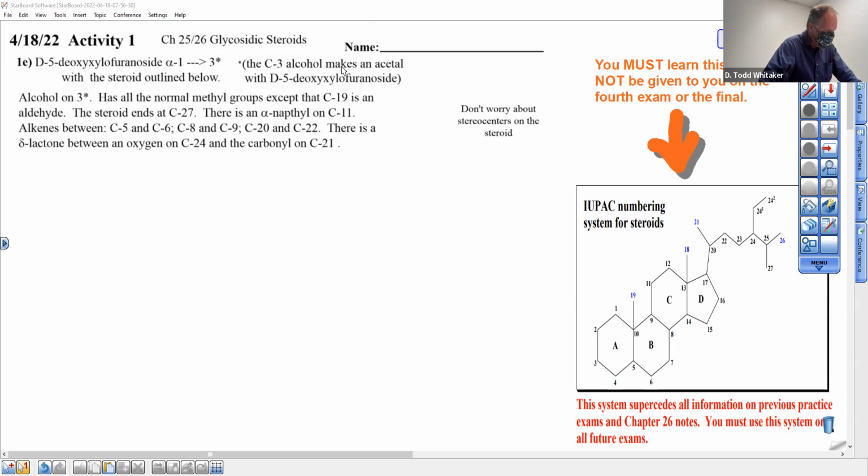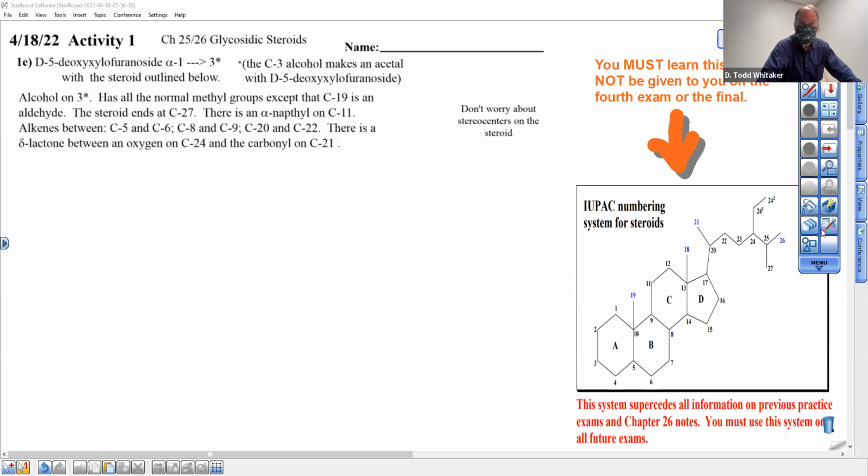The C3 alcohol, that's C3 from the steroid outlined below, makes an acetal with D-5-deoxyxylofuranoside. That's this thing here. Okay, good to know. So as soon as you see this question on your test, you're going to start by drawing the steroid rings. You have to. We have to learn the steroid rings. They're not that hard.